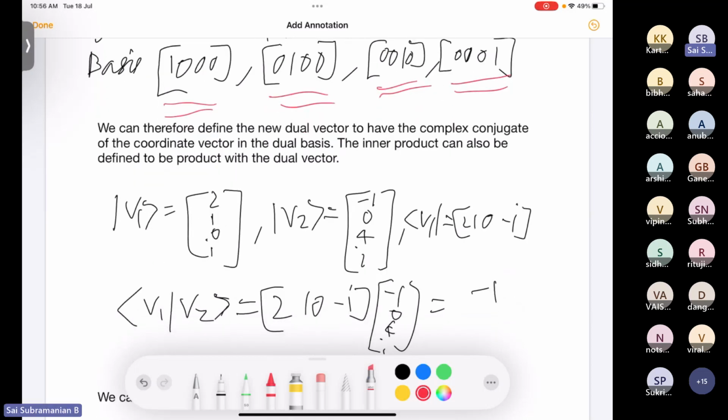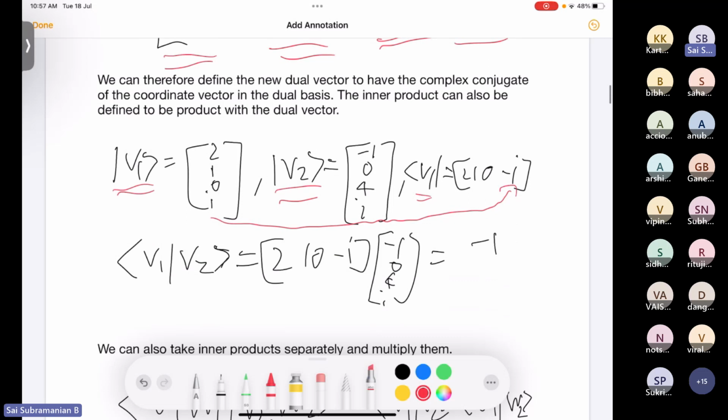Let's see an example to see what that means. Let's say we have V1 defined like this, V2 defined like this. We want to find the dual vector of V1. It is the same vector, take a transpose to make it a row, but take the complex conjugate, so I becomes minus I. So that's it: take the complex conjugate and transpose, and we get the dual vector. And now that we have our dual vectors, we can define something called the inner product.